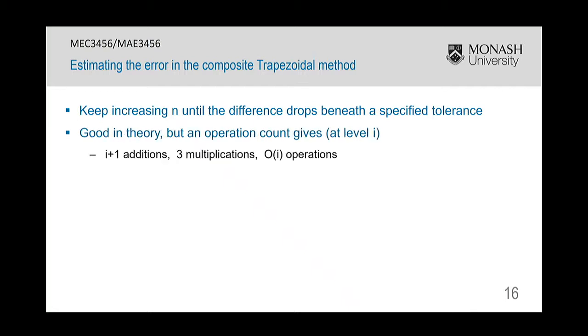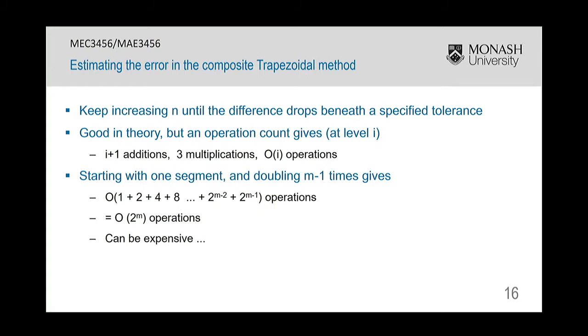It's good in theory, but if we go through an operation count, we can see that maybe it's not so great in practice. So at level i, the composite Simpson's rule requires i plus 1 additions and 3 multiplications, and that gives us order i operations. So if we start with one segment and go 2 segments and 4 and 8, and we double this m minus 1 times, this gives the number of operations as being of order 1 plus 2 plus 4 plus 8 plus etc. 2 to the m minus 2 plus 2 to the m minus 1, which gives us of order 2 to the power m operations. And of course this can get expensive if m gets larger and larger.